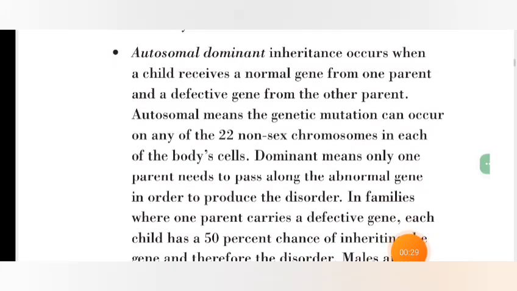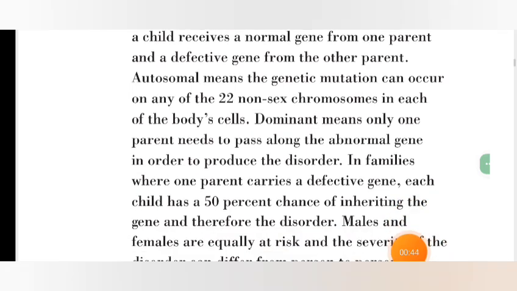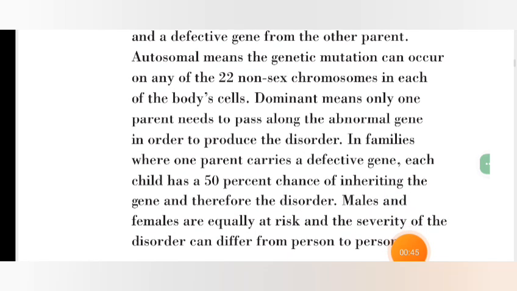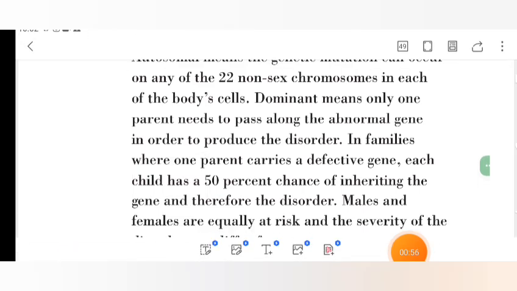autosomal dominant inheritance, in which a child receives a normal gene from one parent and a defective gene from the other parent. Autosomal means the genetic mutations can occur on any of the 22 non-sex chromosomes in each of the body cells. Dominant means only one parent needs to pass along the abnormal genes.